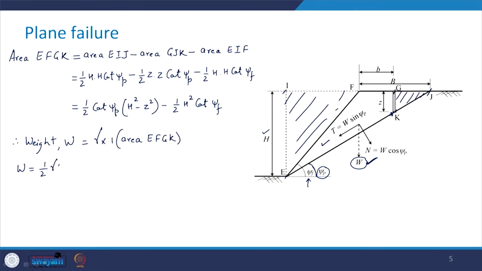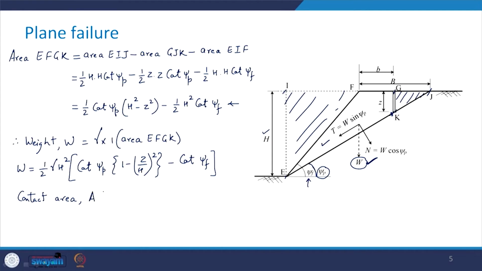half gamma h square. So, I will take h square common from this expression, and what we are going to get is cot of psi p, and I will have here 1 minus z upon h whole square minus cot of psi f, and the contact area will be what, which is represented as A.